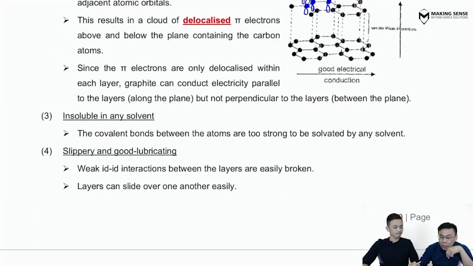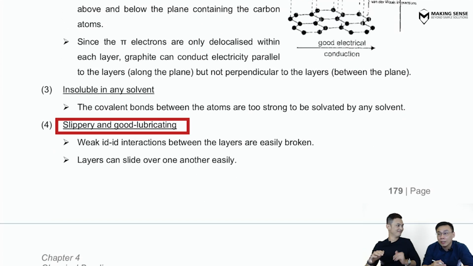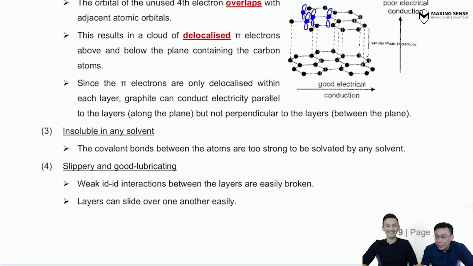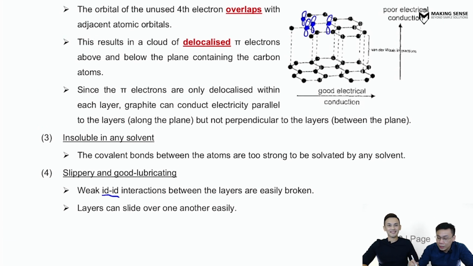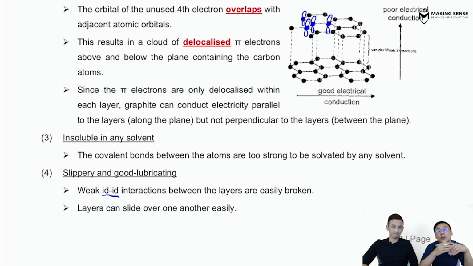The other interesting property of graphite is that it's slippery and has good lubricant properties. The reason is the interaction between the layers. Because they are weak, when you apply a small amount of force, they can be easily overcome and the layers can just slide past each other. That's why graphite is slippery and a good lubricant.